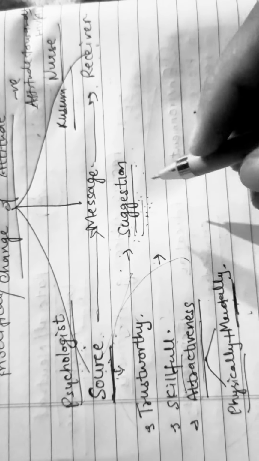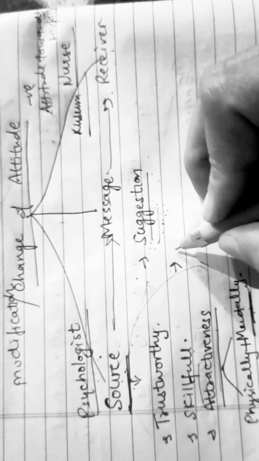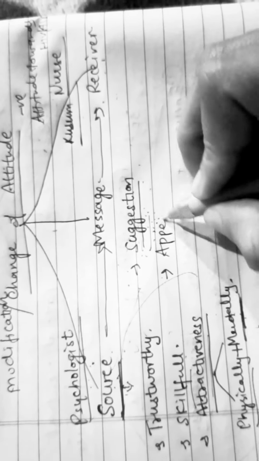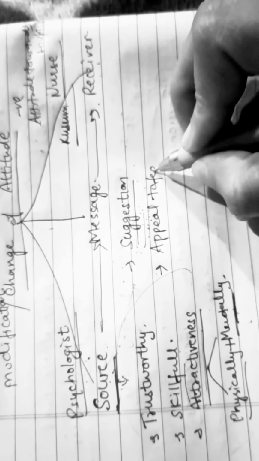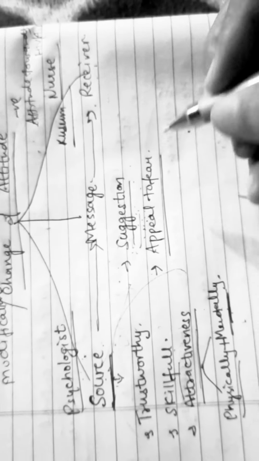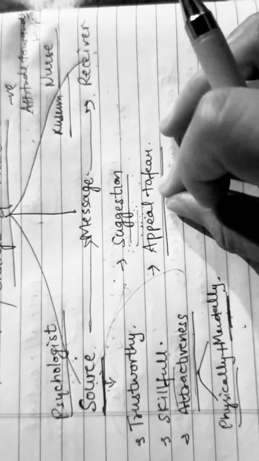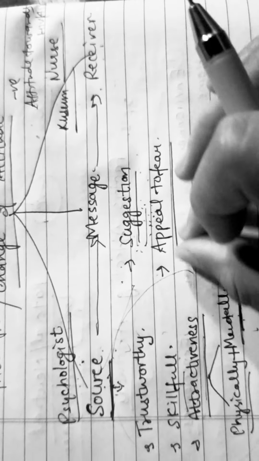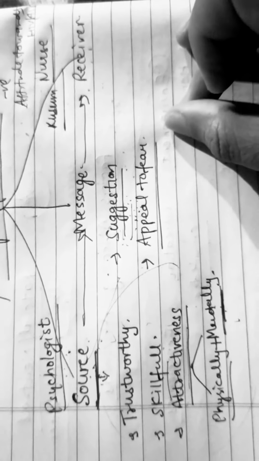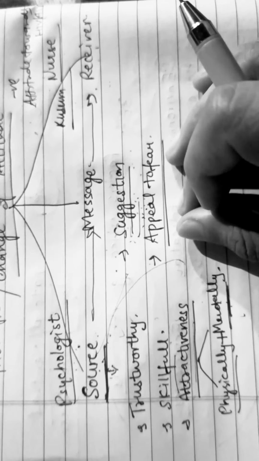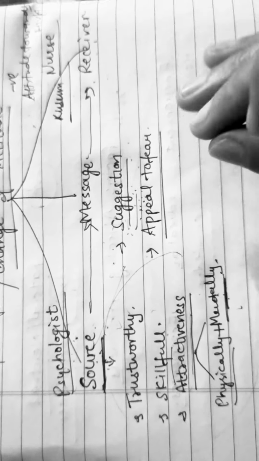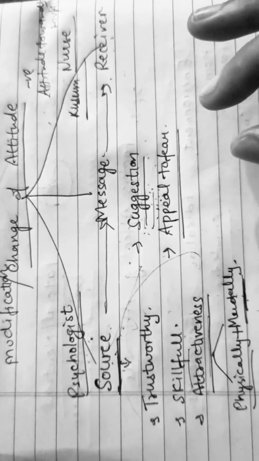If the suggestion form does not work, in that case I can use another form, that is the appeal to fear form. Appeal to fear form means I am going to pass the message according to the receiver, but I will put some fear inside that. For example, let's say that you are a smoker.